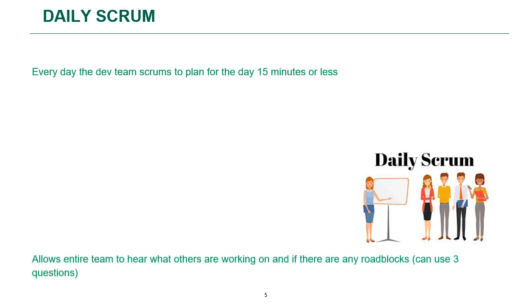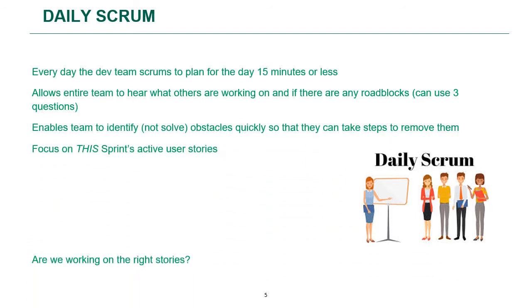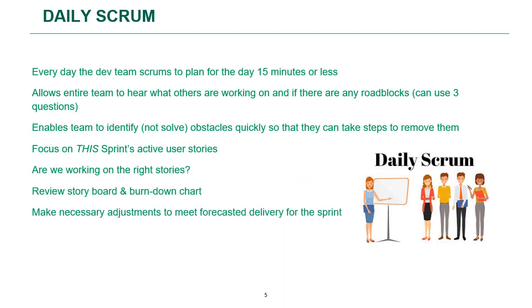So the daily Scrum, often referred to as DSM, is a 15-minute time-boxed event for the development team, right? It's held every day and it's consistent in nature, and it's recommended to be at the same place, right? Herein it allows the team to hear what the others are working on and if there are any roadblocks.